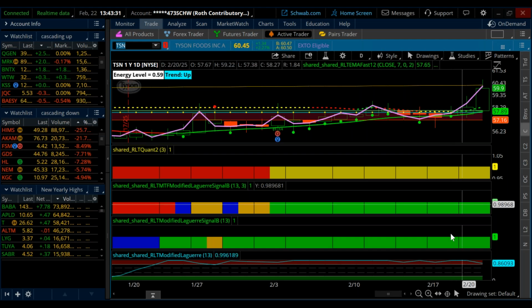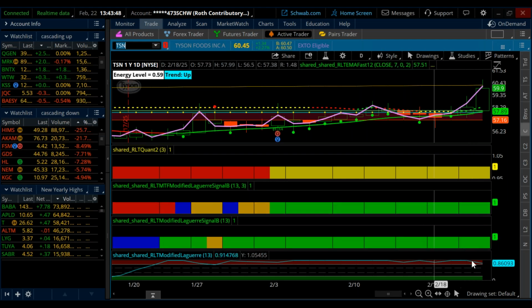Multi-time frame momentum, and this is current time frame momentum. If you're going long a stock, like TSN, for example, you want both of these to be either green or blue. Green or blue is critical. You see this blue here. This tells me that the institutions are in this thing, multi-time frame and current time frame.